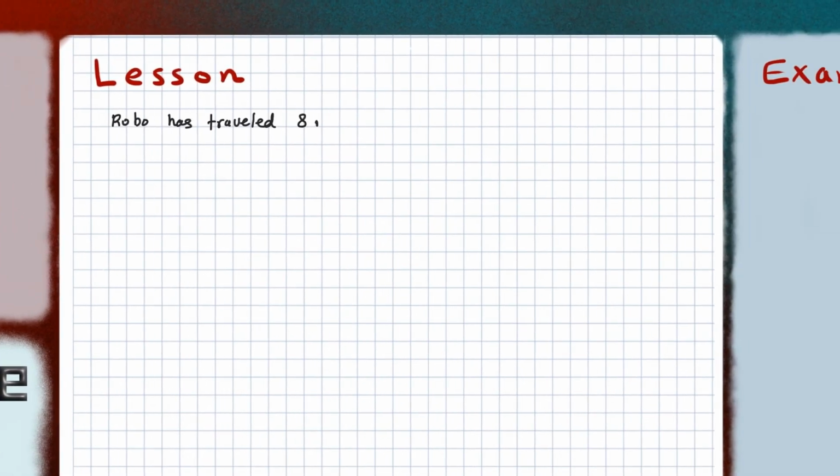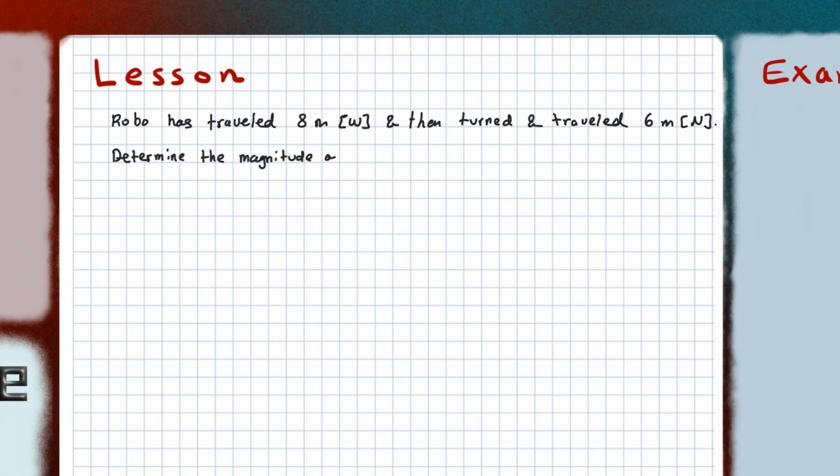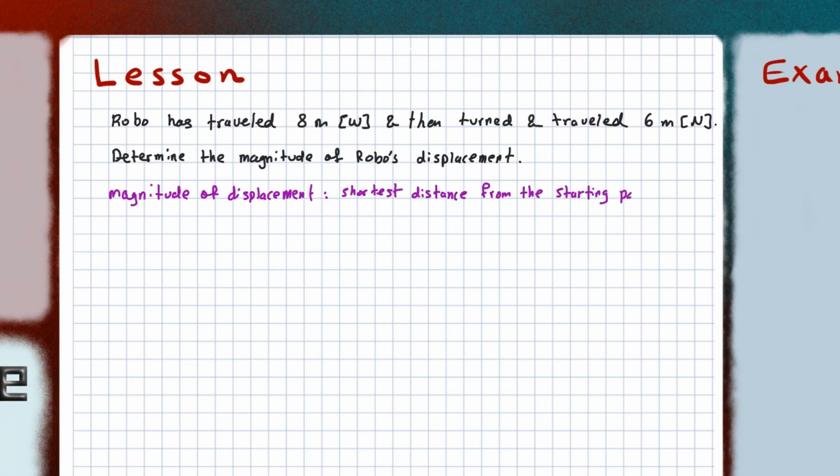We've got Robo, who has traveled 8 meters west and then turned around and traveled 6 meters north. And we want to determine the magnitude of Robo's displacement. By definition, the magnitude of a displacement is the shortest distance from the starting position to the end position.